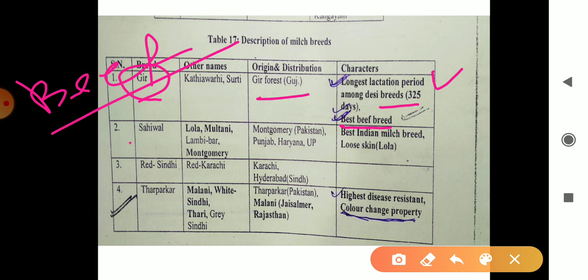So the next breed is Sahiwal. Its other names are Lola, Multani or Montgomery. The best Indian milch breed. Very important, students, Sahiwal is the best Indian milch breed. Coming to the next one, Tharparkar. Tharparkar is the highest disease resistant breed, and this breed always changes its color. So the color changing property is why it is famous.